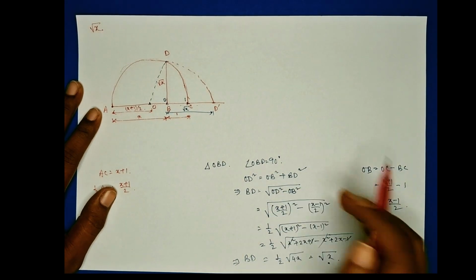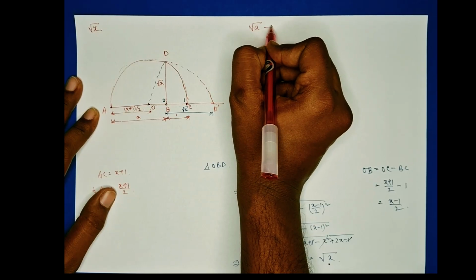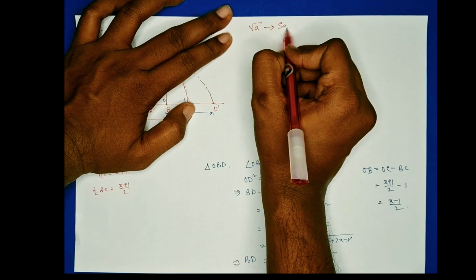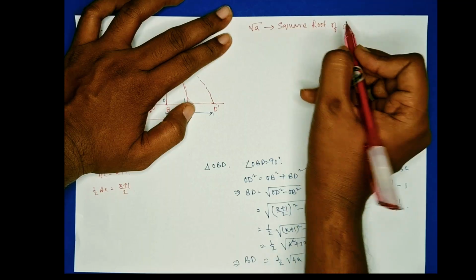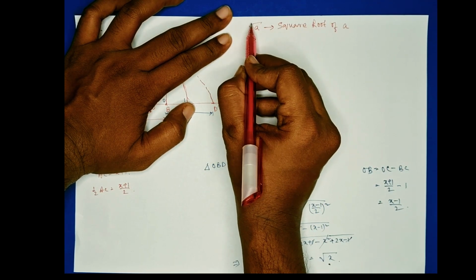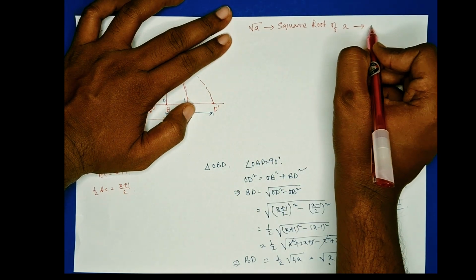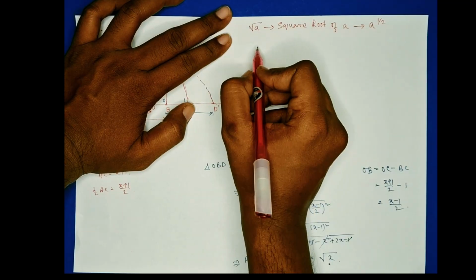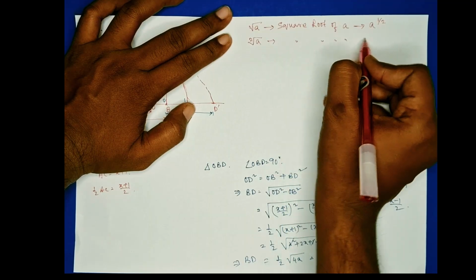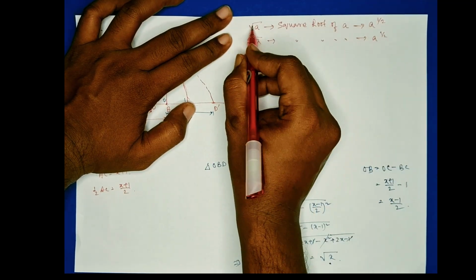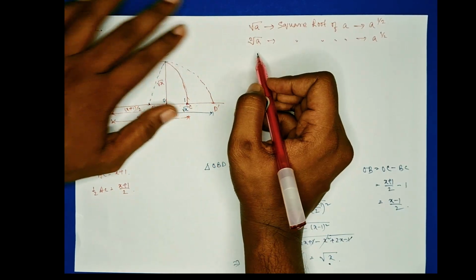Now let me tell you some basic things. What is this? This sign is called the radical sign, and this is called square root of a, and this can also be written as a to the power 1 by 2. These two are the same. If nothing is mentioned, you have to consider 2 is mentioned here, so that is square root of a.